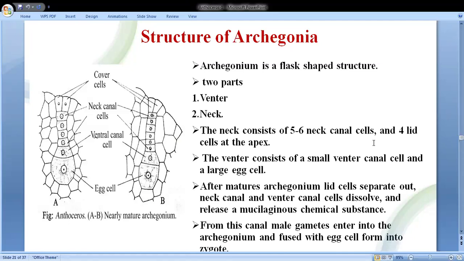So in Marchantia, how many neck canal cells are there? Already in the last class, I told you. How many neck canal cells are there? What happened? Ma'am, my phone charging is completed, ma'am.